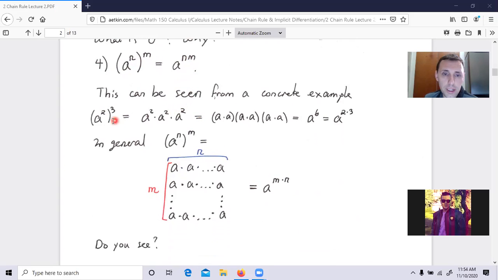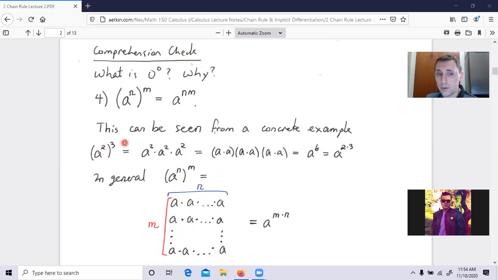And for instance, you can see that a squared cubed is going to be the same as a squared multiplied by a squared multiplied by a squared, right? Because whatever is in the parentheses cubed, it means you just copy it 3 times and write a product between them. So altogether, this is also a times a times a times a times a times a. It's a to the 2 times 3. So you can see that you can multiply those powers.